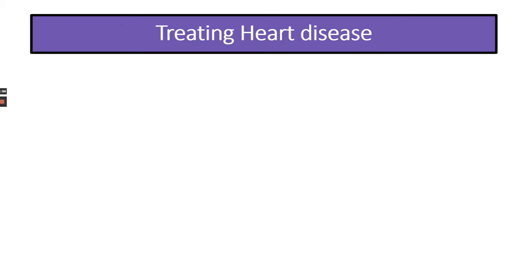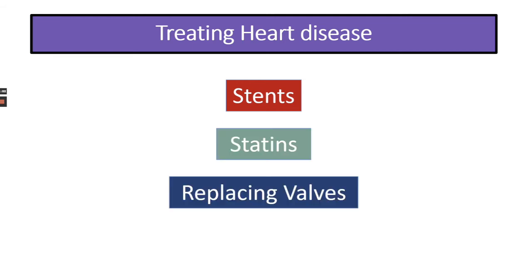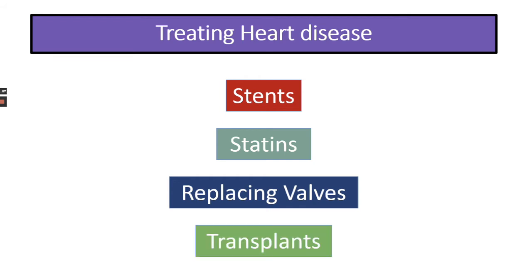So how do you treat heart disease? Well, you can treat it with things called stents, with statins, with replacing actual valves within the heart, and transplants, so heart transplants with either mechanical or actual donor organs. So we're going to talk about those four things. Your specification, that's the GCSE, they expect you to know about these four things, and they particularly need you to know about the advantages and disadvantages.